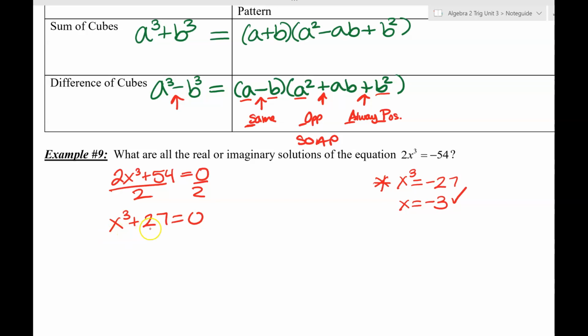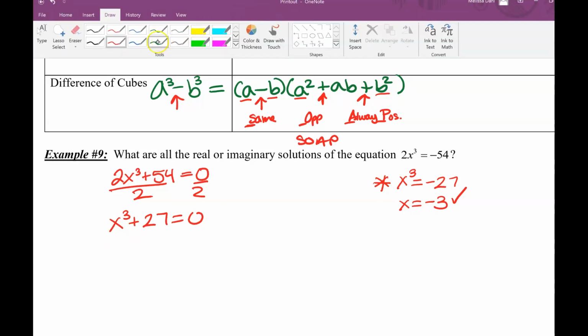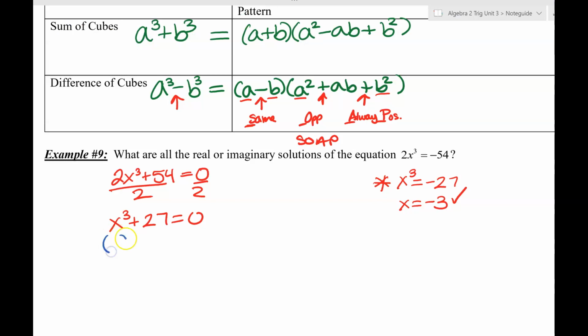And so I've already taken out the greatest common factor by dividing everything by 2. And then I have to recognize this is a special pattern. These are perfect cubes, and so this would be a sum of cubes. And then to see what values the A or the B are, so to speak, you want to see what is being cubed to make your expression.